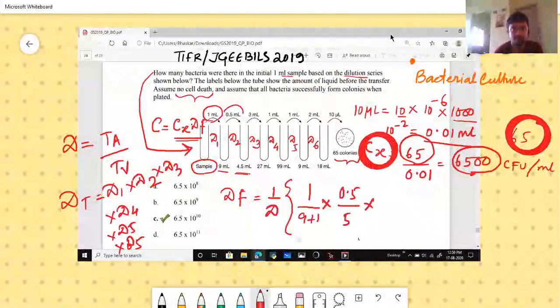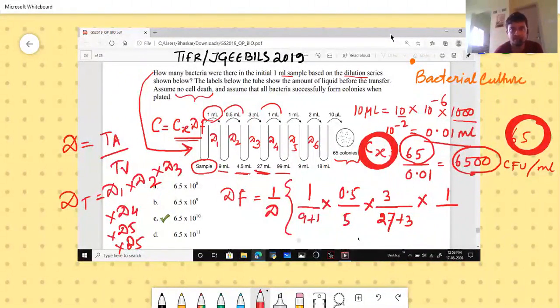In the same way, it is 3 ml plus 27, so 3 plus 27 is the total amount. So 30 ml is the total, then 3. In the same way we will go to 1 ml. So 1 ml is the transfer amount, then 99 plus 1 is the 100 ml.